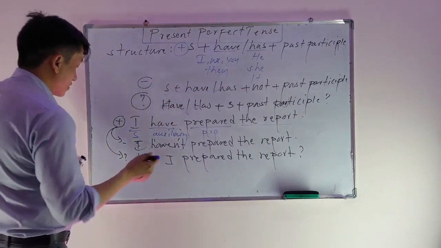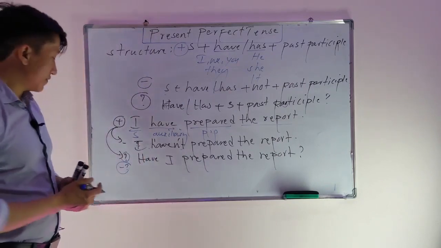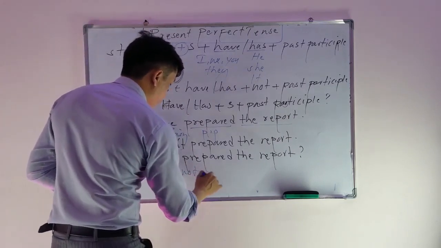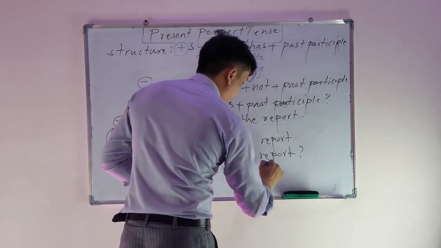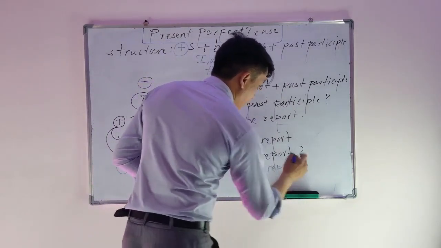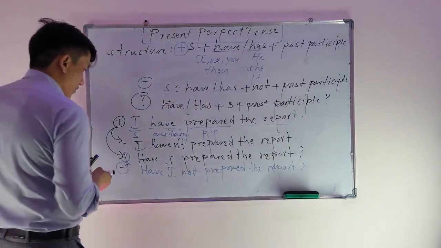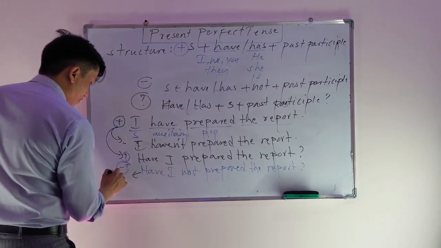Now we have two more structures in the question form. So we have the negative interrogative. For example, if I say have I not prepared the report? Have I not prepared the report? This is the negative interrogative, and this is the formal structure.